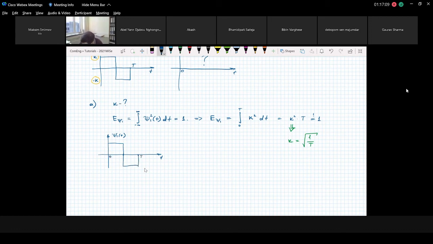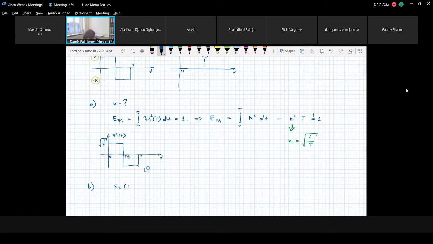It goes from 0 to capital T, and it has amplitude 1 over capital T under square root. So now we have full information about the first basis function, but we still don't know the second basis function. So the second question that we have, we need to draw the following signal.